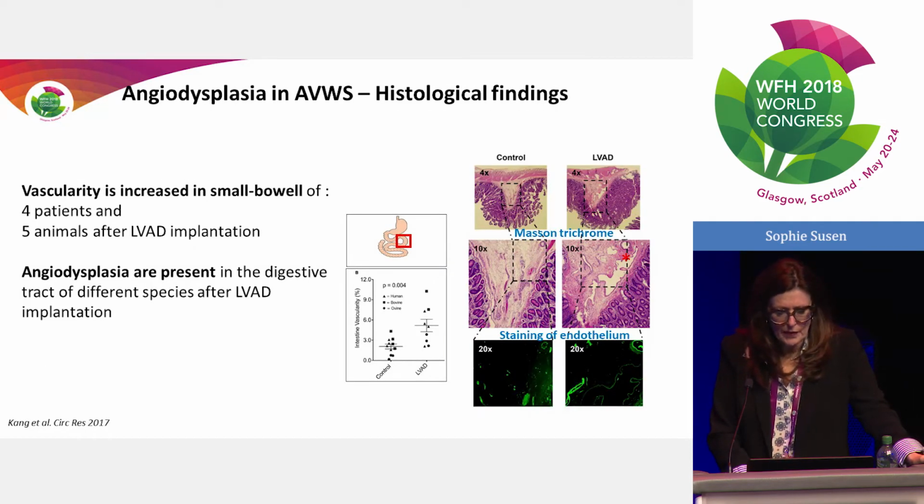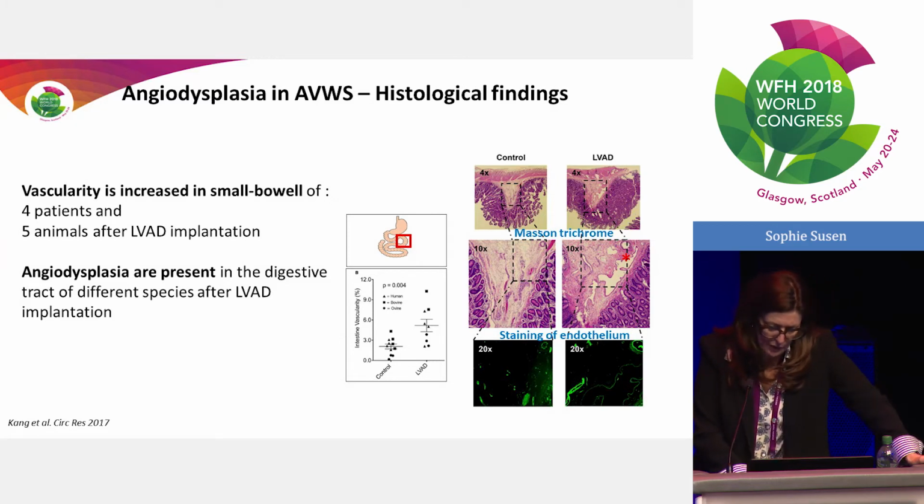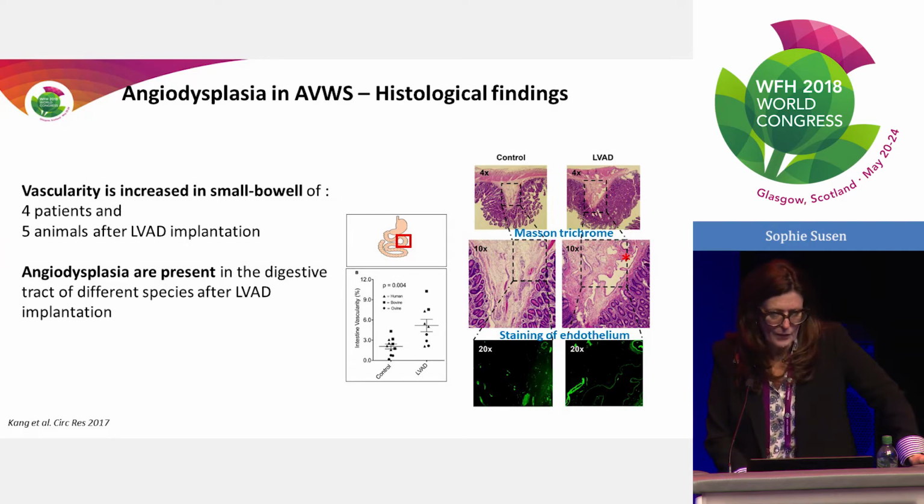So in those patients, it was pretty elegantly shown by the group of Carlo Bartoli that in humans, in sheep and in calves, when you implant a cardiac assist device and you perform a biopsy of the small bowel, you can identify an increase in vascularity of the mucosa. You can see here these large vessels, and here after endothelium staining.